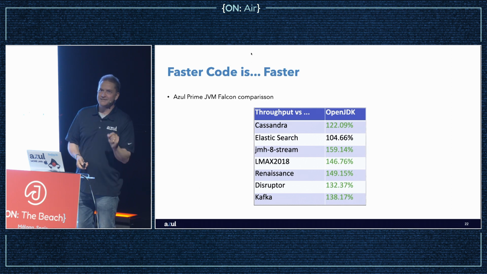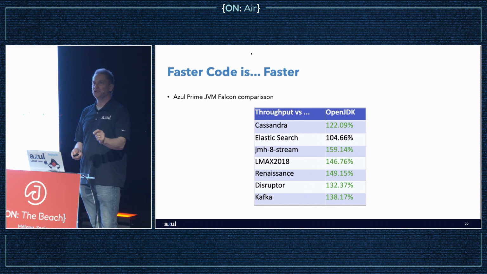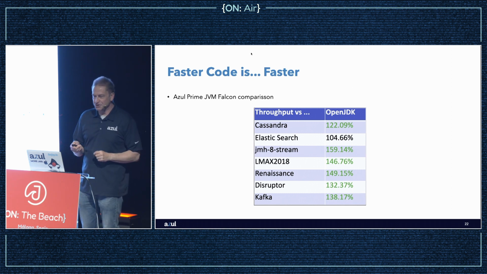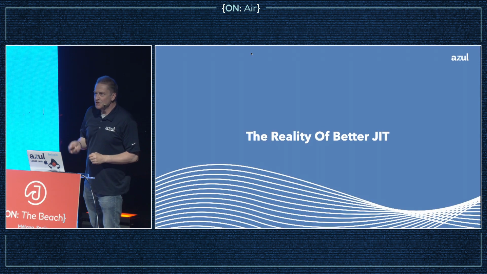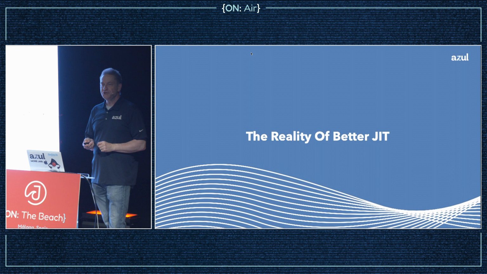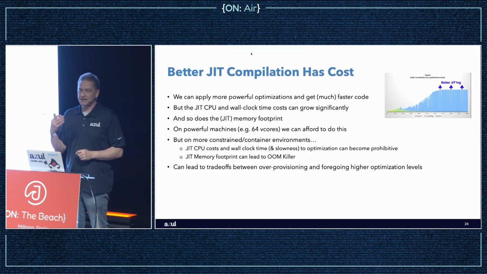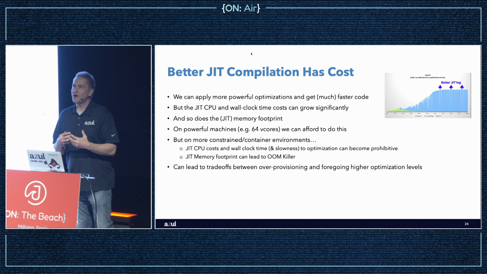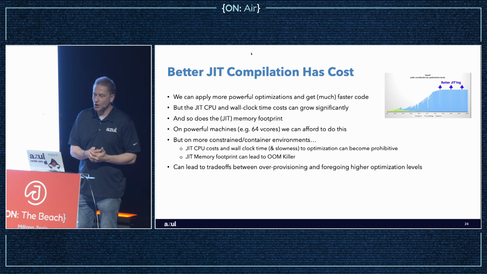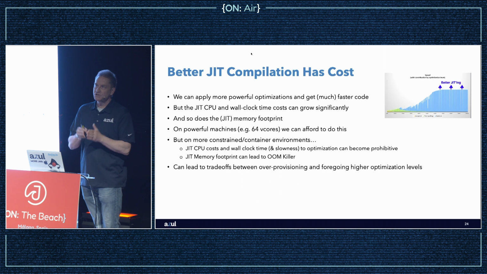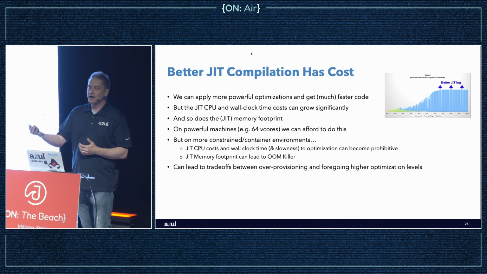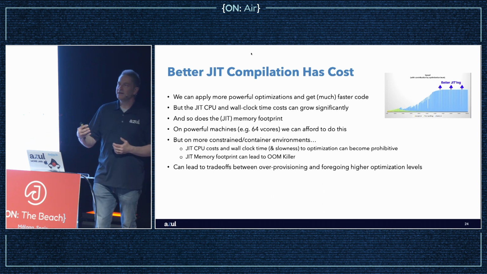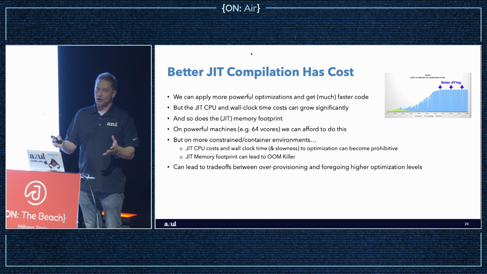Except that everything has a cost, doesn't it? There is no such thing as a free lunch, even the one that we're about to have after the session finishes. So there is a reality of better JIT compilation. Better JIT compilation has cost. What we need to do is spend longer generating code, processing that code. We have to figure out how to make those optimizations work. And what that leads to is more time on the wall clock, more real time to compile our code. It also is likely to require more memory to do that work.